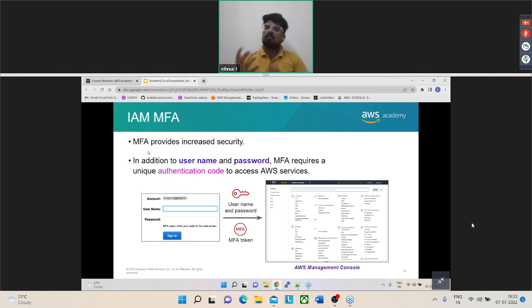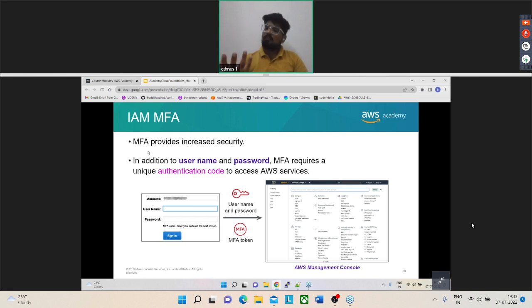Suppose you have a soft token. You can download the Google Authenticator application on your mobile, and from there you can set up the soft token. Once you are navigated to the MFA page, you open that application on your mobile, get a refreshing code, put it in, and log in. That is the functionality. So MFA is multi-factor authentication, which provides additional security to your AWS account.